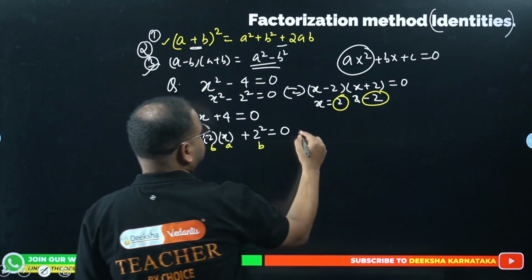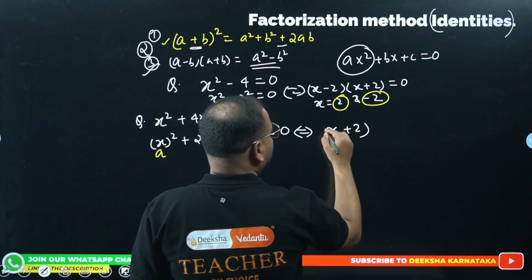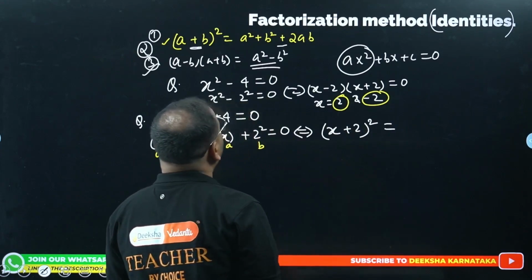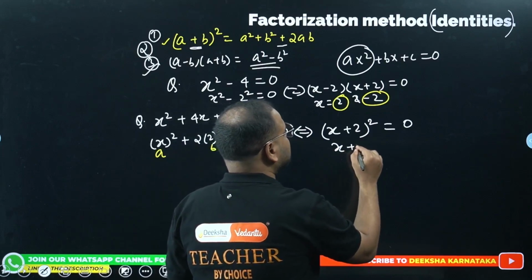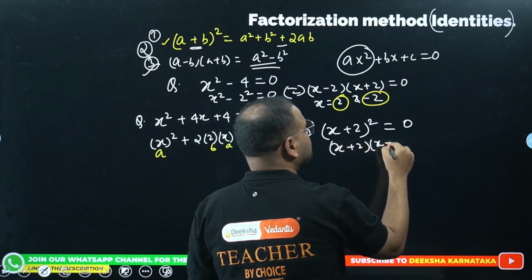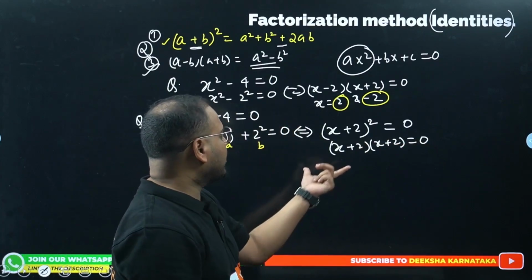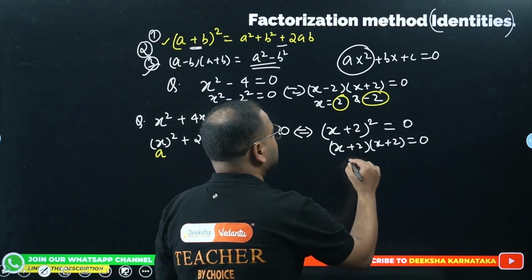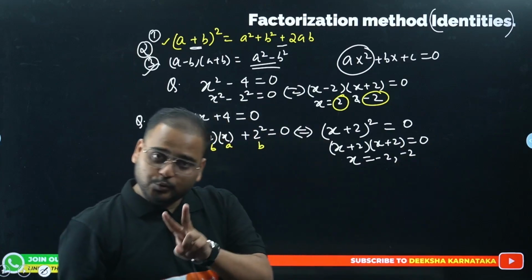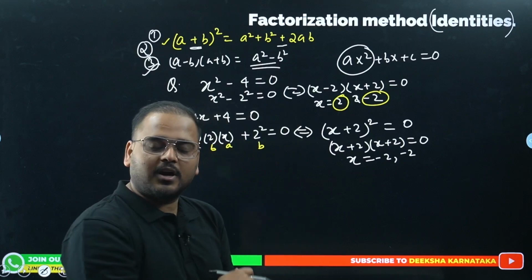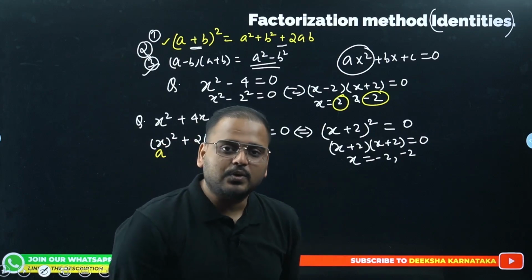So I can write this as (x plus 2) the whole square equals 0. Sir, where is the solution? Check it out. (x plus 2) times (x plus 2). Whole square means multiplying with itself. What we're going to do is individually take both the values to 0. We get x equals minus 2, comma, minus 2. Here there are two roots, but they are actually equal to each other. We will learn about that in nature of roots. This is actually a situation when the roots will be equal to each other.